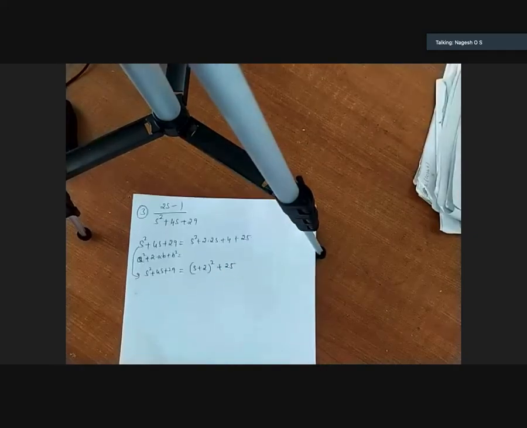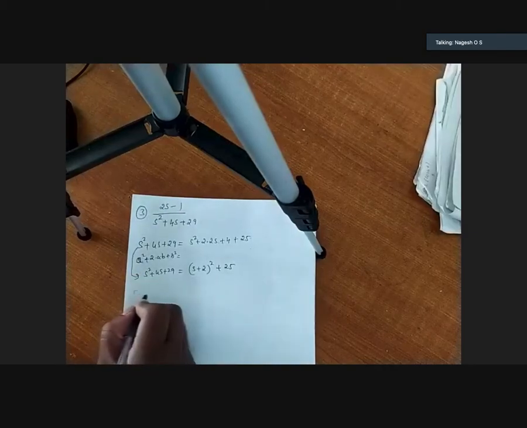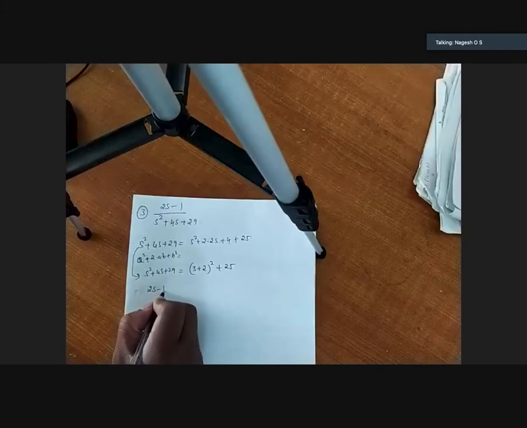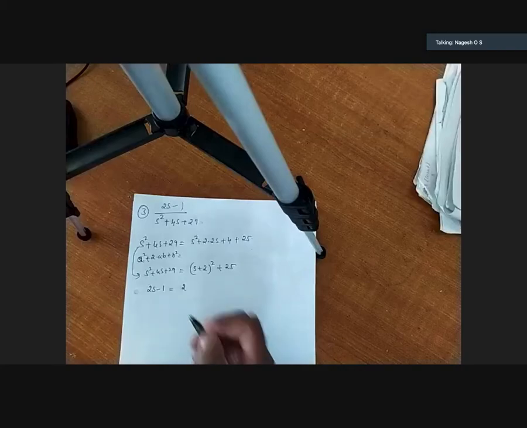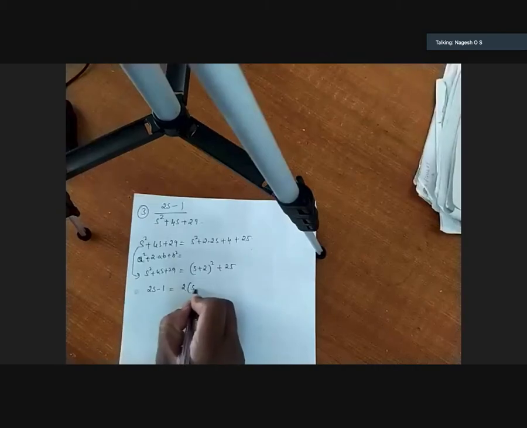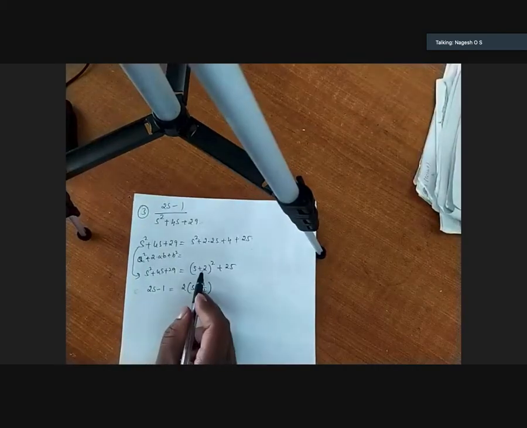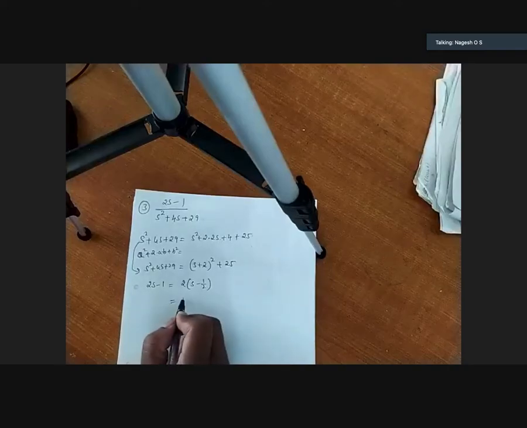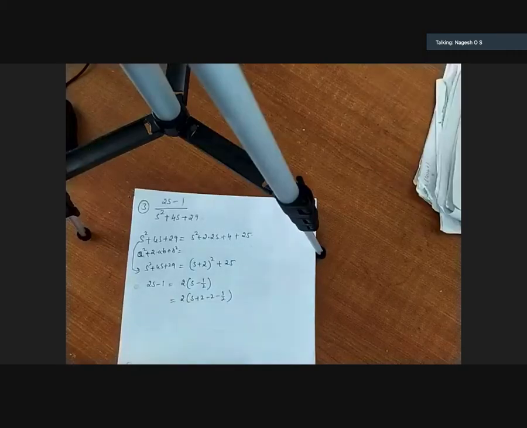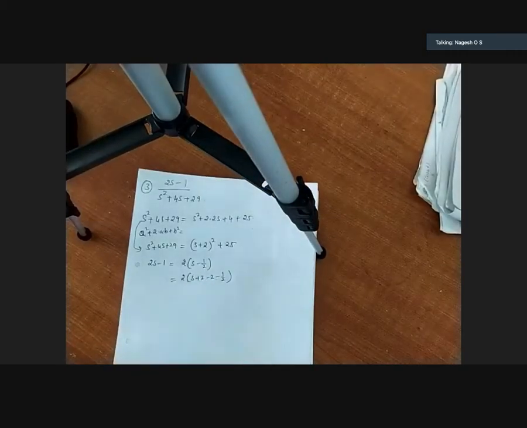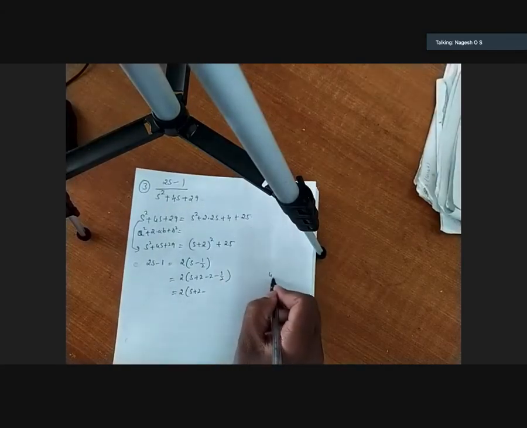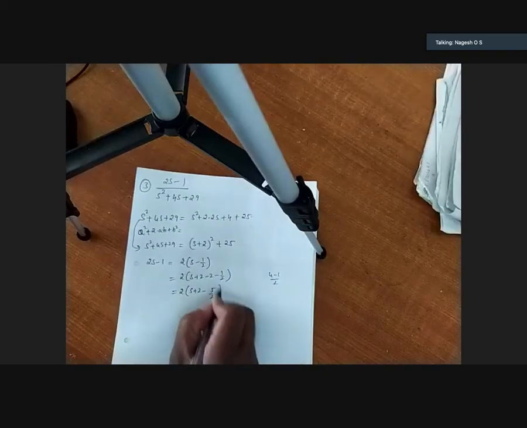Next, we need to express the numerator also. We got the denominator; the numerator is 2s minus 1. I told you there should not be any number except 1 as the coefficient of s. Therefore, take 2 common: s minus 1 by 2. What do we have here? 2. So add 2, subtract 2: 2 into (s plus 2 minus 2 minus half). Add 2, subtract 2. This will be 2 into (s plus 2 minus 4 minus 1 by 2), which is minus 5 by 2.